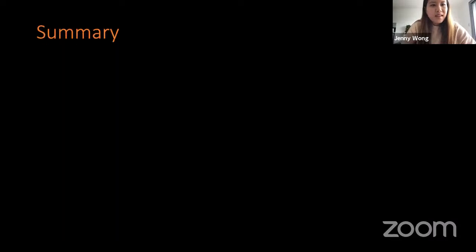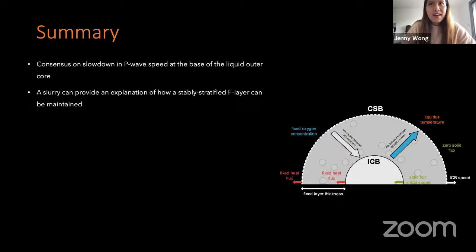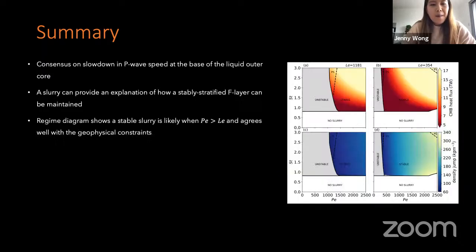So in summary, from listening to my talk, hopefully you now know that there is a consensus on a slowdown of the P wave velocity at the bottom of the liquid outer core. That a slurry could provide an explanation of how a stably stratified F layer can exist. If you construct a regime diagram, you can show that a stable slurry is likely when the Péclet number exceeds the Lewis number, and this also agrees well with geophysical constraints.